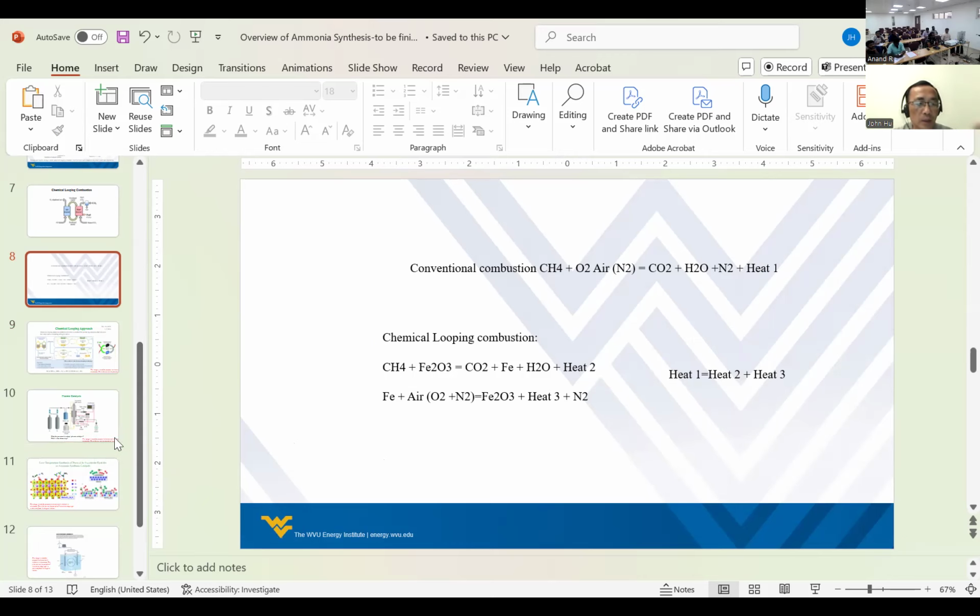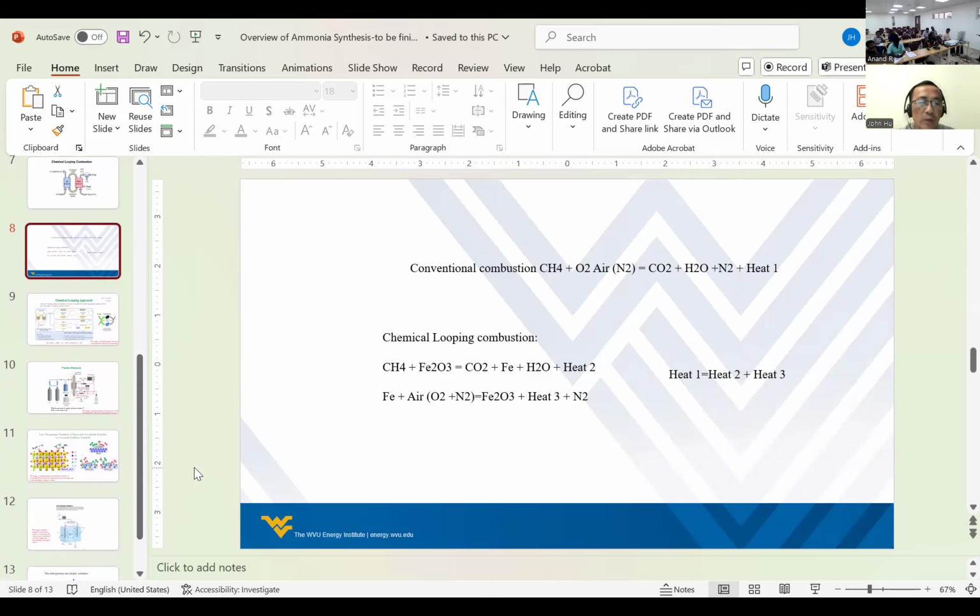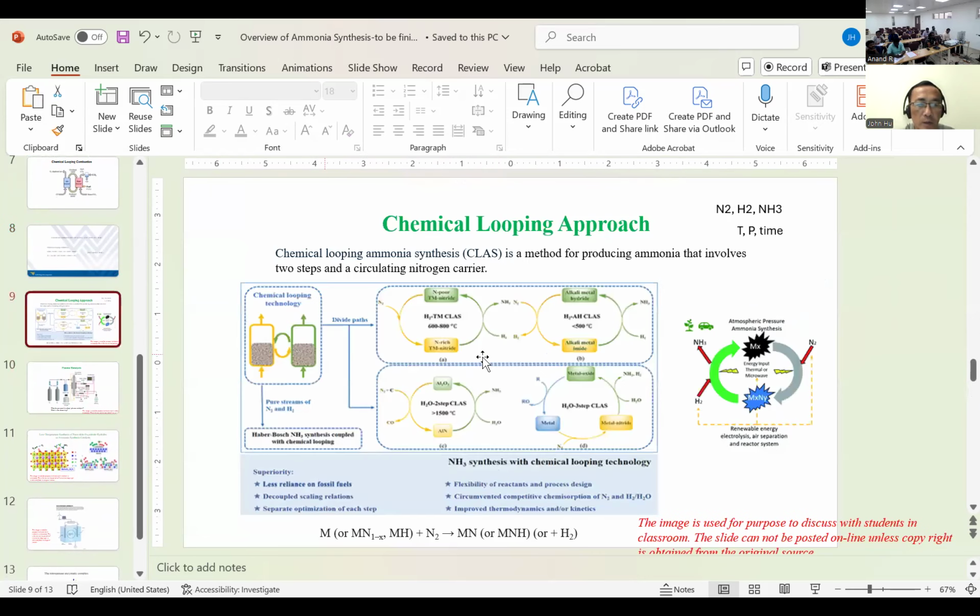So I'm continuing this topic. The different way to make green ammonia. So this is the way to make green ammonia. Basically the chemical looping approach, same as oxygen combustion. We use the nitrogen carrier. By doing this looping, you can break the thermodynamics. And by the way, this is ambient pressure operation.